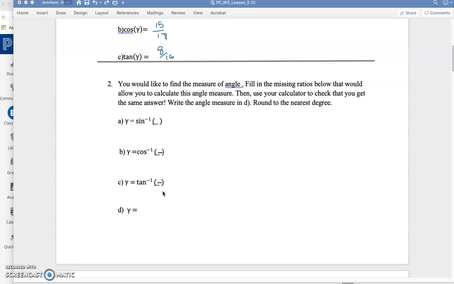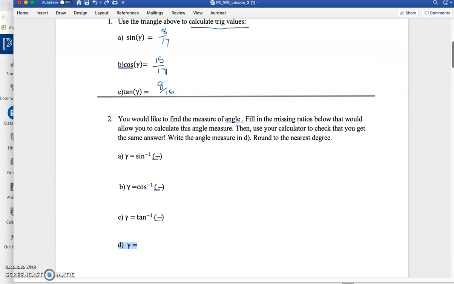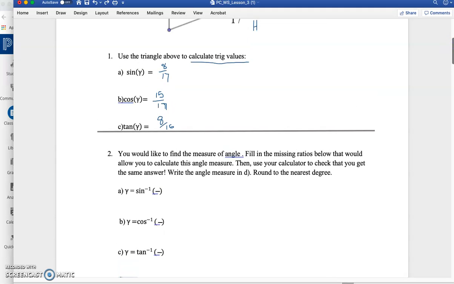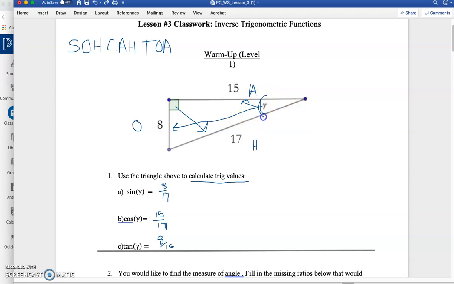So we're going to use the inverse operation of, of course, the ratios that we got on top. And remember that we are using these same trig functions, or the inverse of them rather, to find our angle of reference. So we should get the same answer for each one.